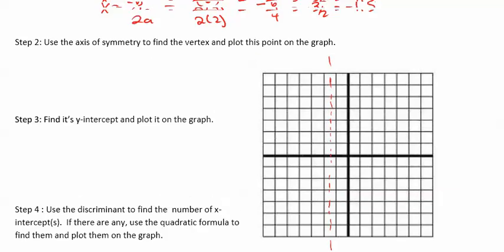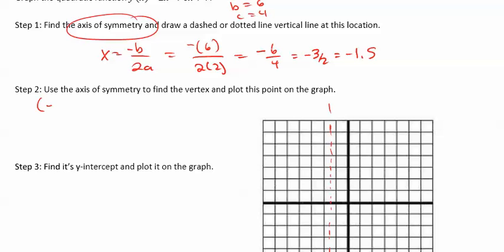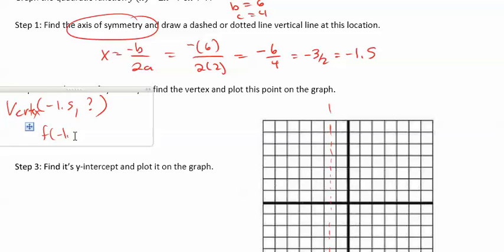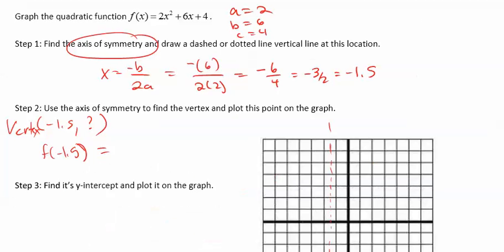Okay, so now what we're going to do is use that, remember, -1.5, comma, whatever the y value is, that will give me my vertex. So let's go ahead and find it. f of -1.5 is equal to 2 times negative 1.5 squared plus 6 times negative 1.5 plus 4. Okay, so go ahead and take a second and calculate that. Okay, it looks like we got f of negative 1.5 is equal to negative 0.5.